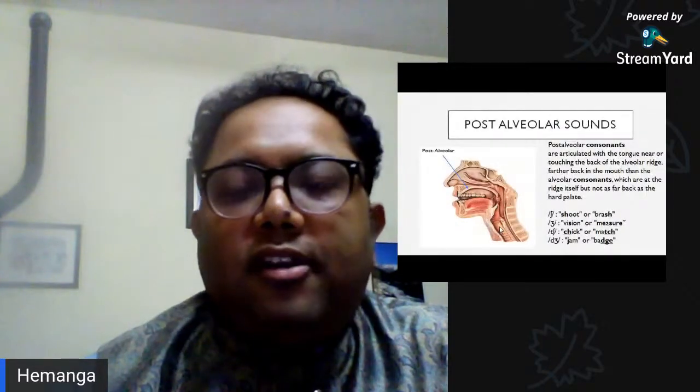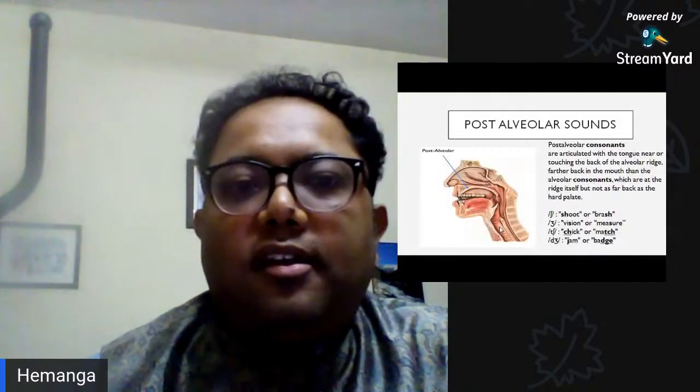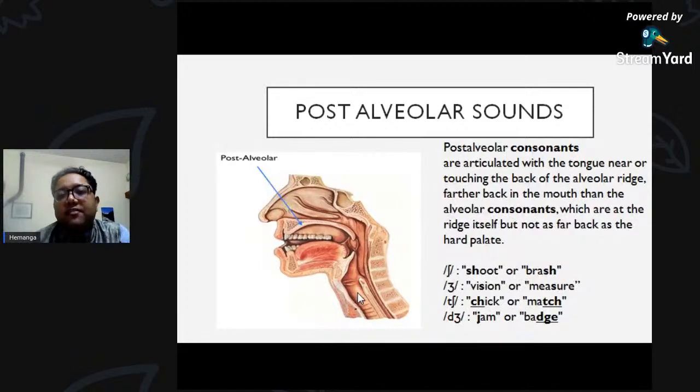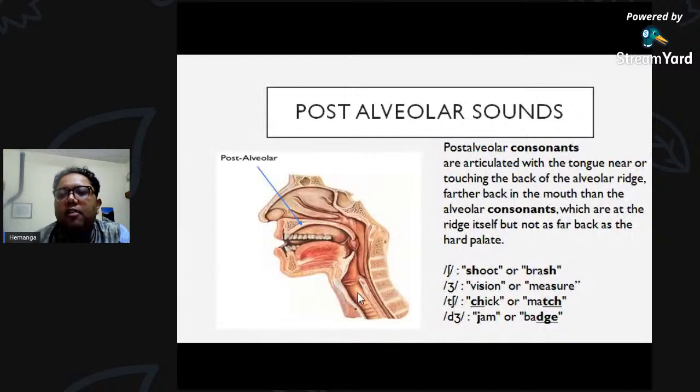Then the post-alveolar. If you move ahead of the alveolar sound, post-alveolar means after alveolar. These are articulated with the tongue near or touching the alveolar region, farther back in the mouth than the alveolar consonants, which are at the ridge itself, but not as far back as the hard palate. English examples are should, shaw, brush, vision. These are called post-alveolar sounds.